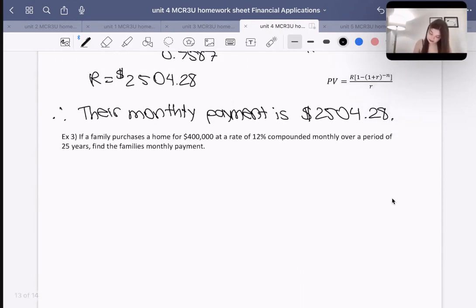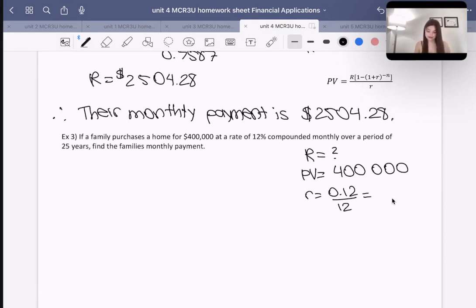So here, we know that R is something we don't know. We know that the present value is $400,000, right? That's how much the family owes on their home. We know that the interest rate is 0.12, but that's going to be over 12 because the interest rate of 12% that's compounded monthly, that's an annual interest rate. So we're going to divide that by 12. So that's 0.01, right? Okay, so 1% on a monthly basis. And then we have, what do we have? We have that the number of payments is still going to be 300 payments.